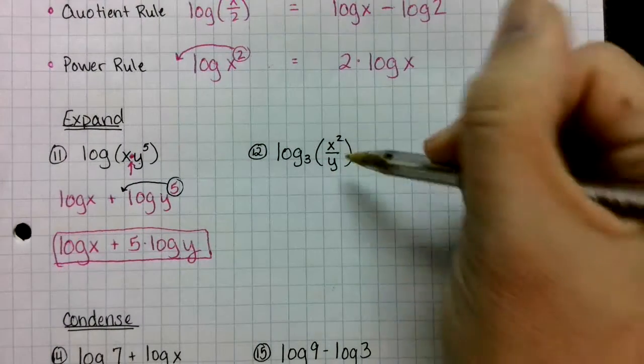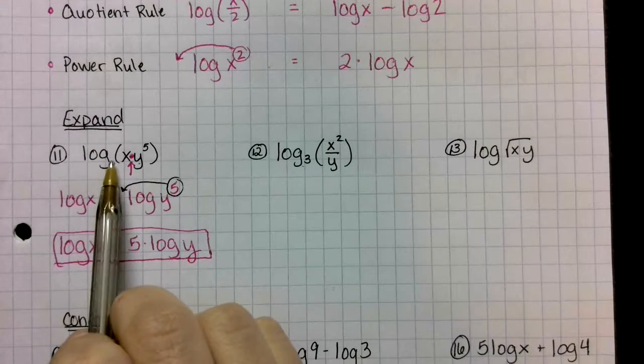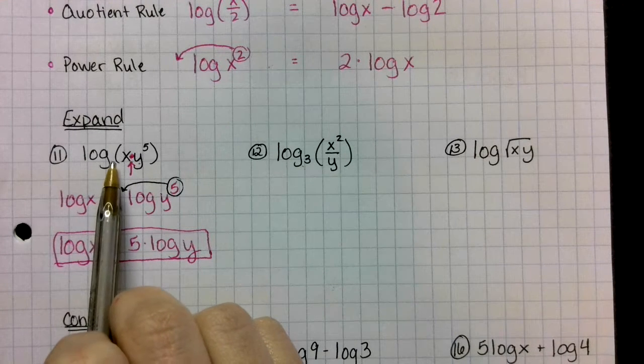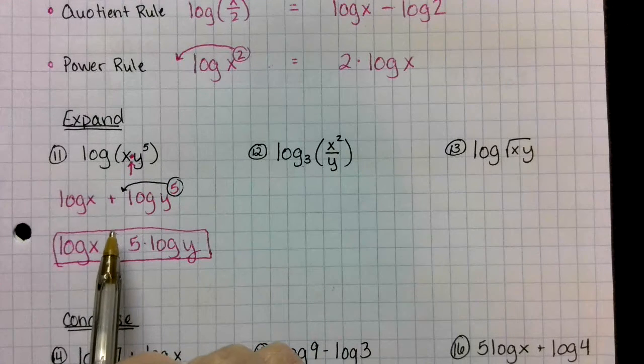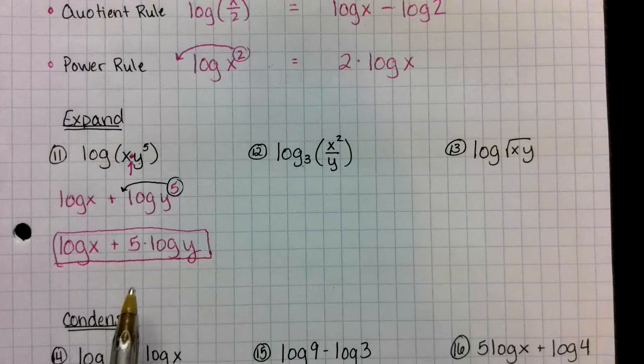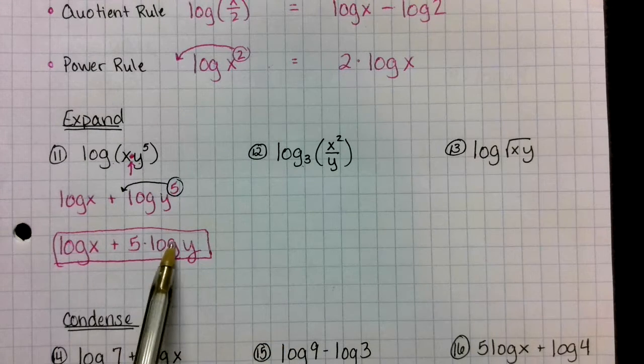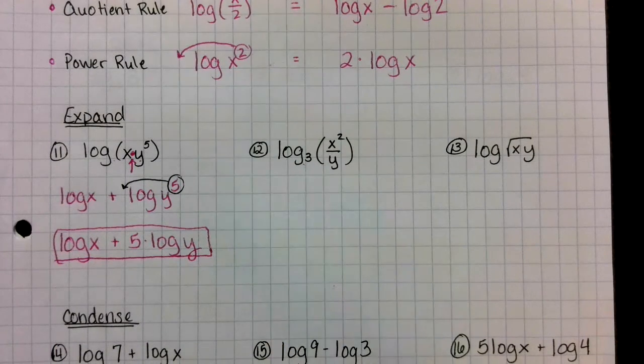So number 12, and you notice here too, I have a base. Here I didn't have a base, so that's implied that these are all base 10. When you apply these properties, your bases don't ever change. So if the original log was a base 10, which they didn't write any base at all, then that means in the answer you do the same.